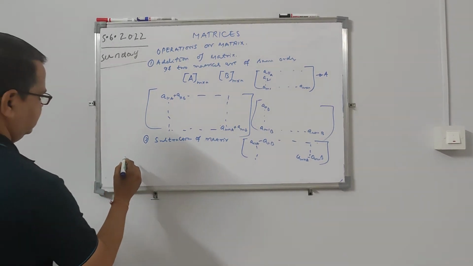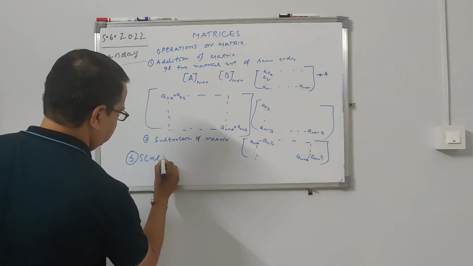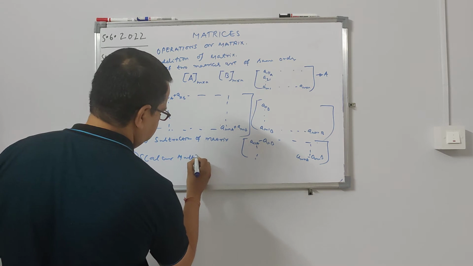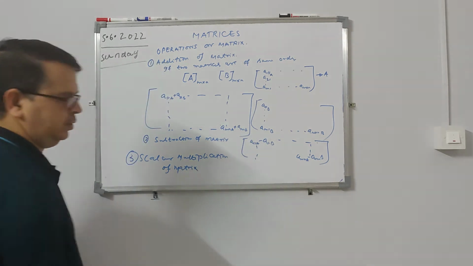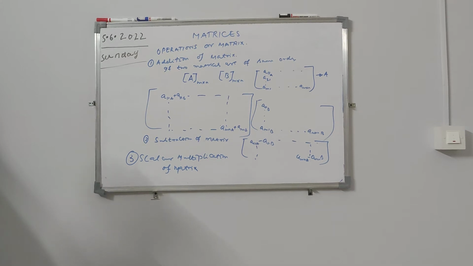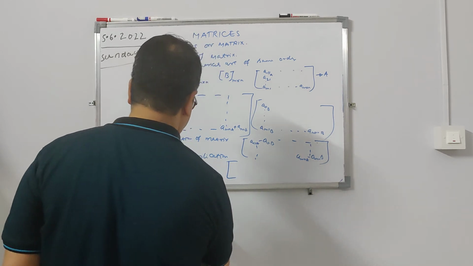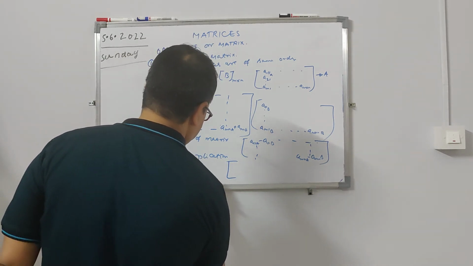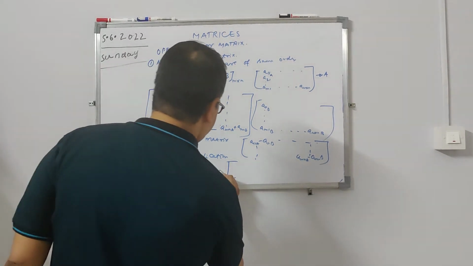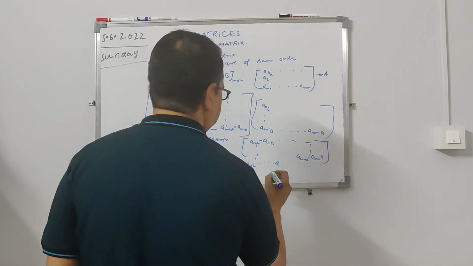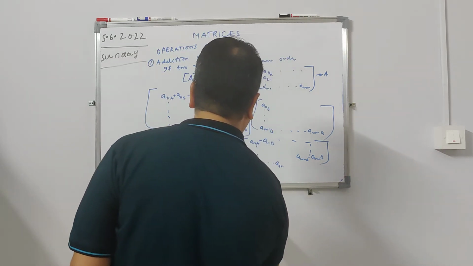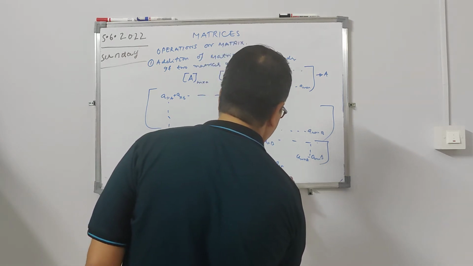Then something called scalar multiplication of a matrix. Multiplication of matrix A by a scalar K is obtained by multiplying every element of A by K. Let us say my scalar is K, which can be any number: 1, 2, 3, 5 or whatever. So it will be K, then the matrix A11, A12, going on to A1n, then Am1, going on to Amn.